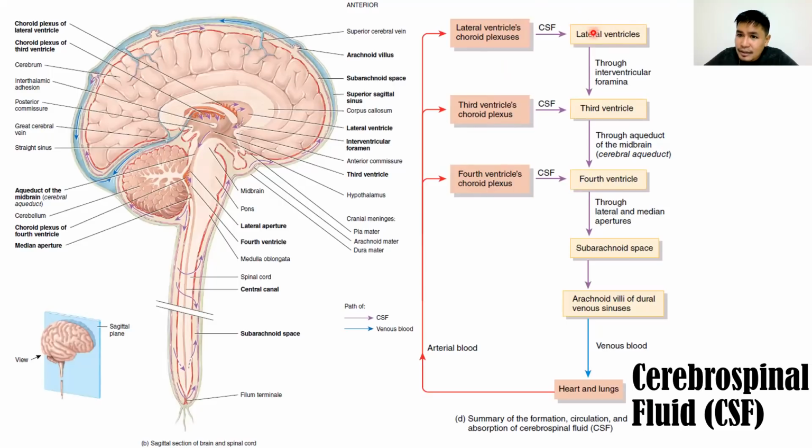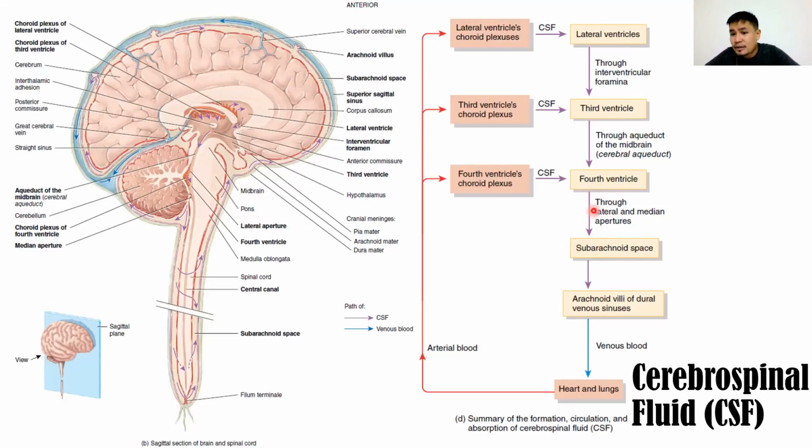We have 4 ventricles, dalawa dito, 1, 2, 3, and 4. So your lateral ventricles, CSF will flow through your interventricular foramen to your third ventricle. Third ventricle flow through your aqueduct of the midbrain or cerebral aqueduct to your fourth ventricle. The CSF now will flow through your lateral and median apertures. So you have your 1 median foramen and 2 lateral foramina. It's the foramen of Magendie, middle, lateral foramen of Luschka. No? Magendie, middle, Luschka, lateral.